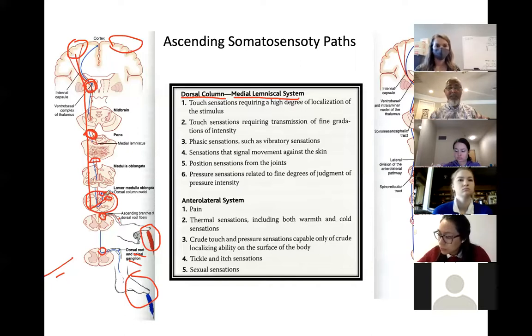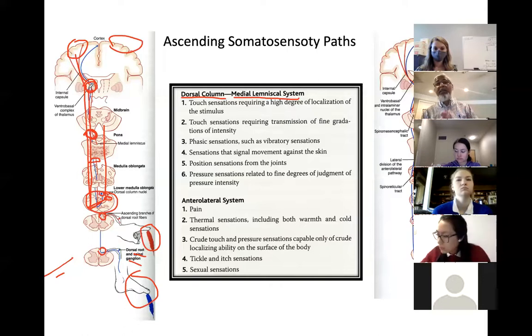If they didn't move, they would have moved on the same side. But instead of moving on the same side upwards, they cross and they move to the contralateral side. They don't stay in the ipsilateral side anymore. They move to the contralateral side, and then they go up through the upper part of the medulla and the pons and the midbrain, and then they go all the way up to the thalamus.